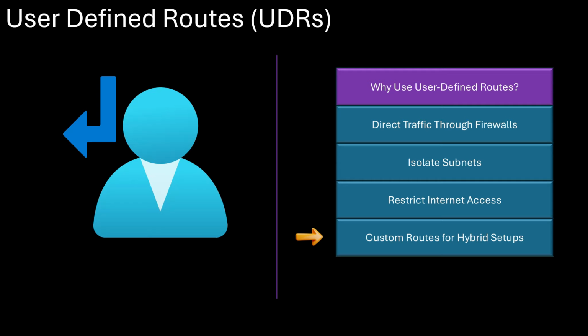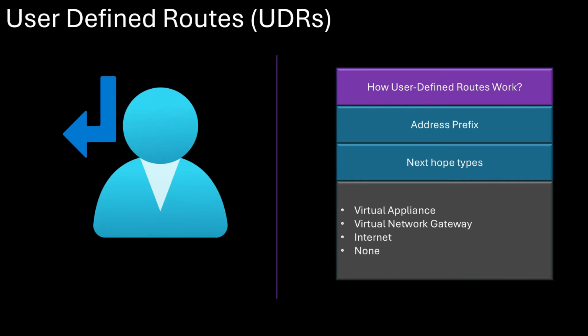If you have an on-premises environment connected via VPN or ExpressRoute, you can use UDRs to define the exact path traffic should take, which might reduce latency and improve security. How do user-defined routes work? Let's unpack the details.